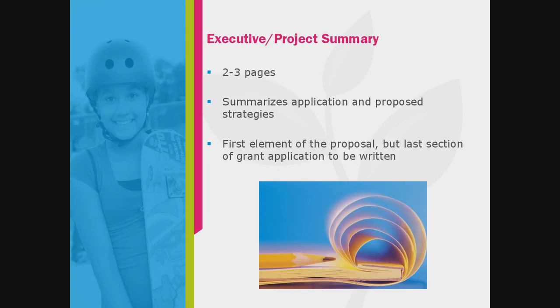So what is the executive or project summary? Typically, it's 2 or 3 pages. It summarizes the application and the proposed strategies and activities that you're planning to implement. It's informative to the reader as they're going through it, and the information is written in a way that someone working in a different field or a lay reader would be able to understand.